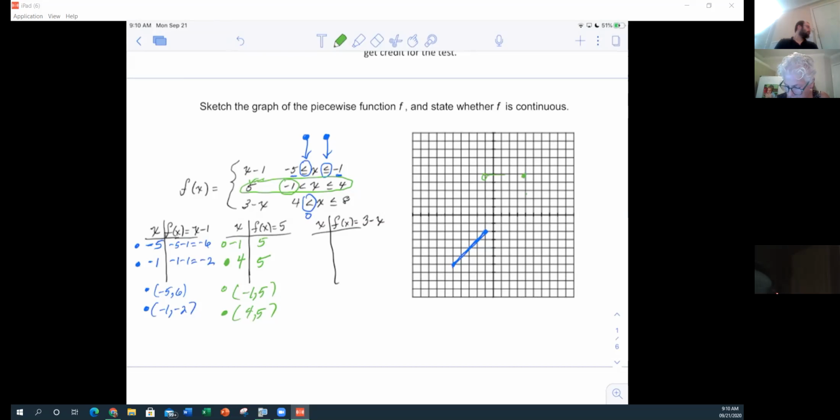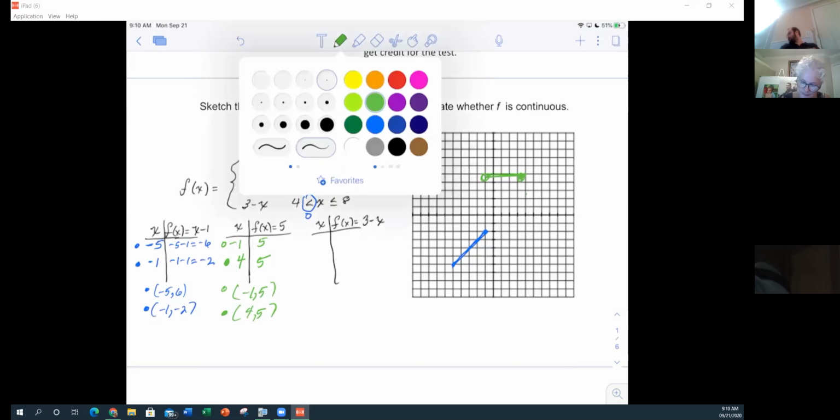And I connect those. That's a constant piece right there. And make sure that you have closed dots and open dots. I mean, it's more important, like if it's an open dot, make sure it looks like an open dot. Because if it's closed, this would not be a function because you would have an x value that's paired with 2 y values. So you don't want that.